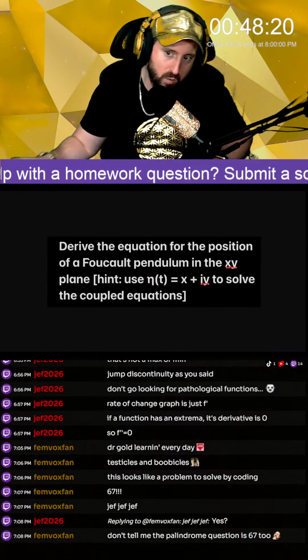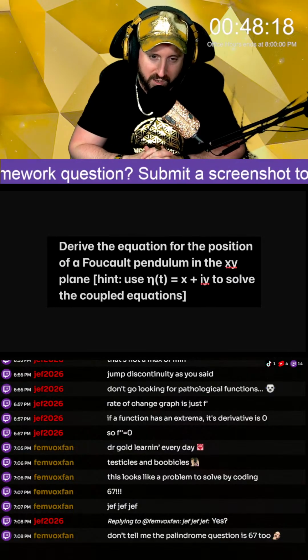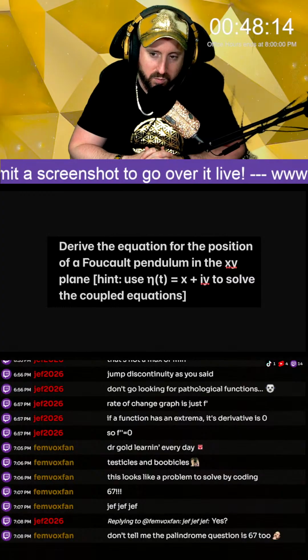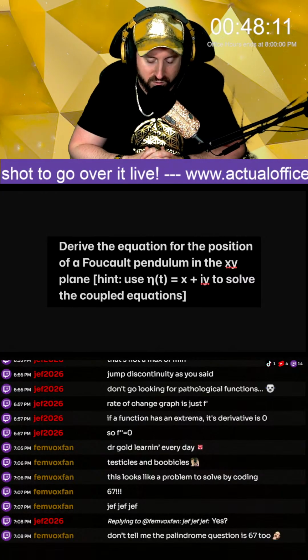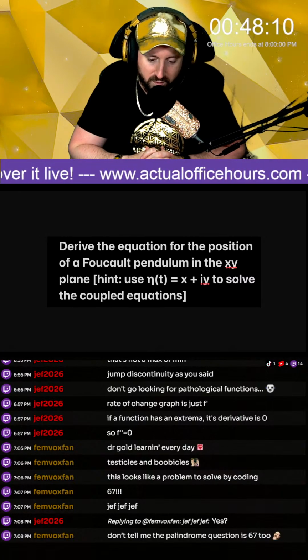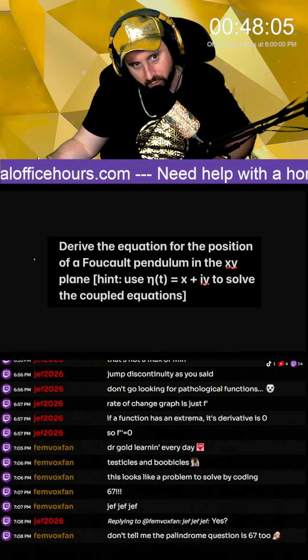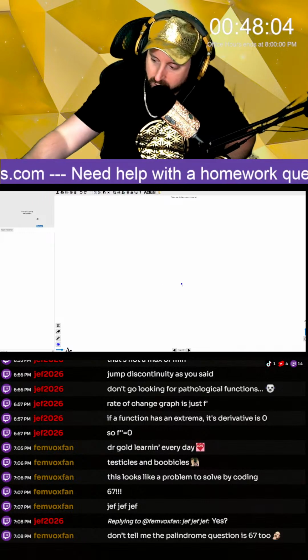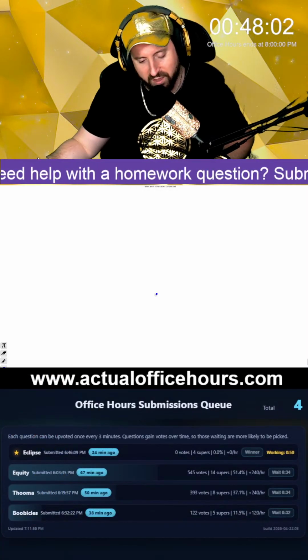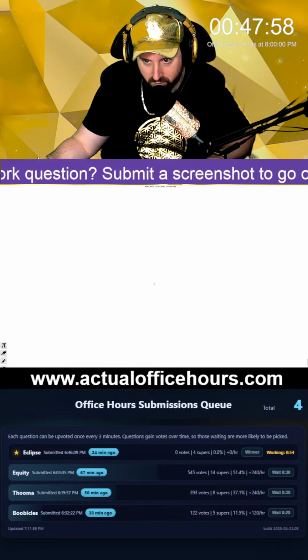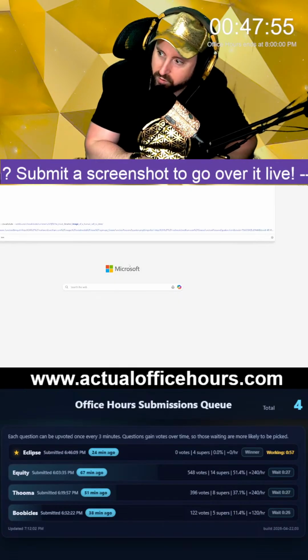Okay, derive the equation for the position of a Foucault pendulum in the xy plane. Use n of t equal to x plus iy to solve the coupled equations. Let's maybe just explain how a Foucault pendulum works. It's actually quite cool. It involves a lot of spherical geometry, Eclipse, doesn't it? Let me get an image of it.